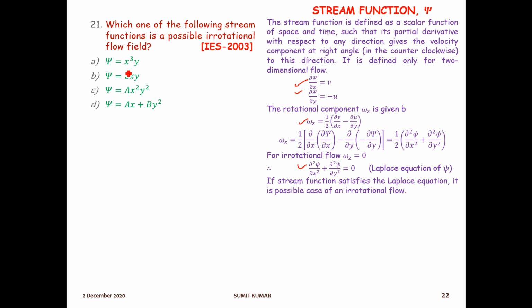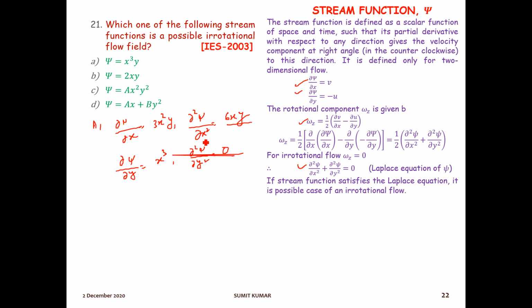So check option A. d psi by dx is 3x square y. Now d square psi by dx square is 6xy. Similarly, d psi by dy is x cube, and d square psi by dy square is 0. The summation of both terms, d square psi by dx square plus d square psi by dy square, comes to 6xy, which is not equal to 0. So this is not an irrotational flow; it is a rotational flow. So option A is cancelled out.